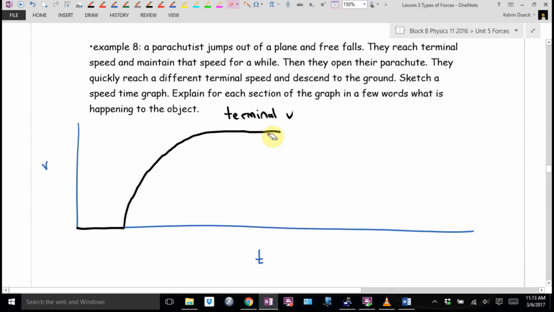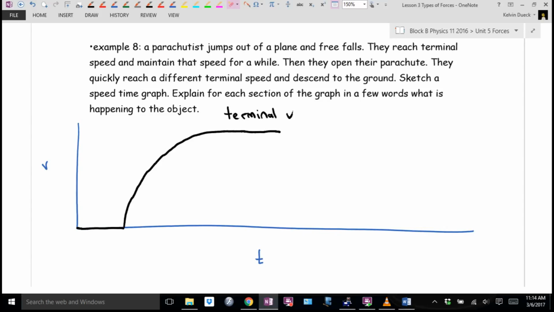I free fall for a while, and then I pull my parachute. Woohoo! What happens to my speed when I pull my parachute? Goes down, I agree. When is air resistance at its biggest?